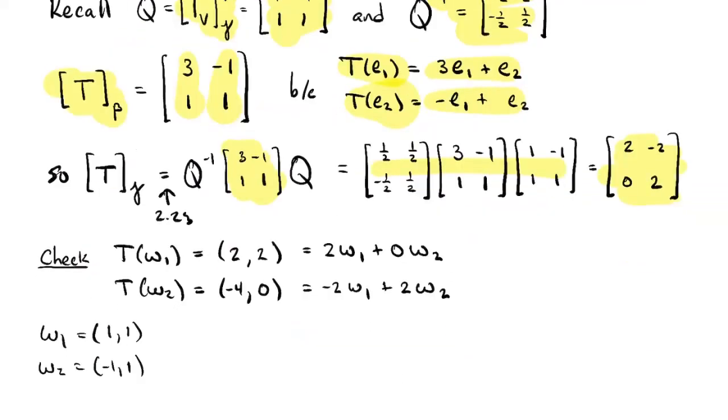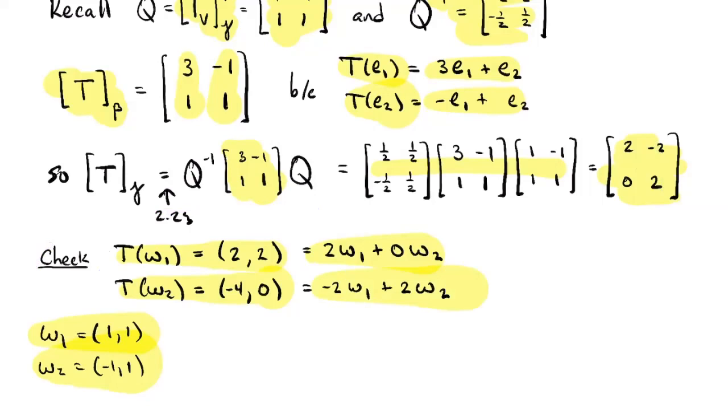We can check it. Remember, W1 and W2 were given by those things. So you can just use the expression for T above to compute T of W1 and T of W2, and then check it out. I'll just let you verify that 2, 2, that row vector, well, that's two W1s plus no W2s. So that's why this first column would be that. And you can also check that negative 4, 0 is minus 2 W1s plus 2 W2s. So that explains this second column. But I'm just checking it by doing that, right? I got that matrix by using theorem 2.23.